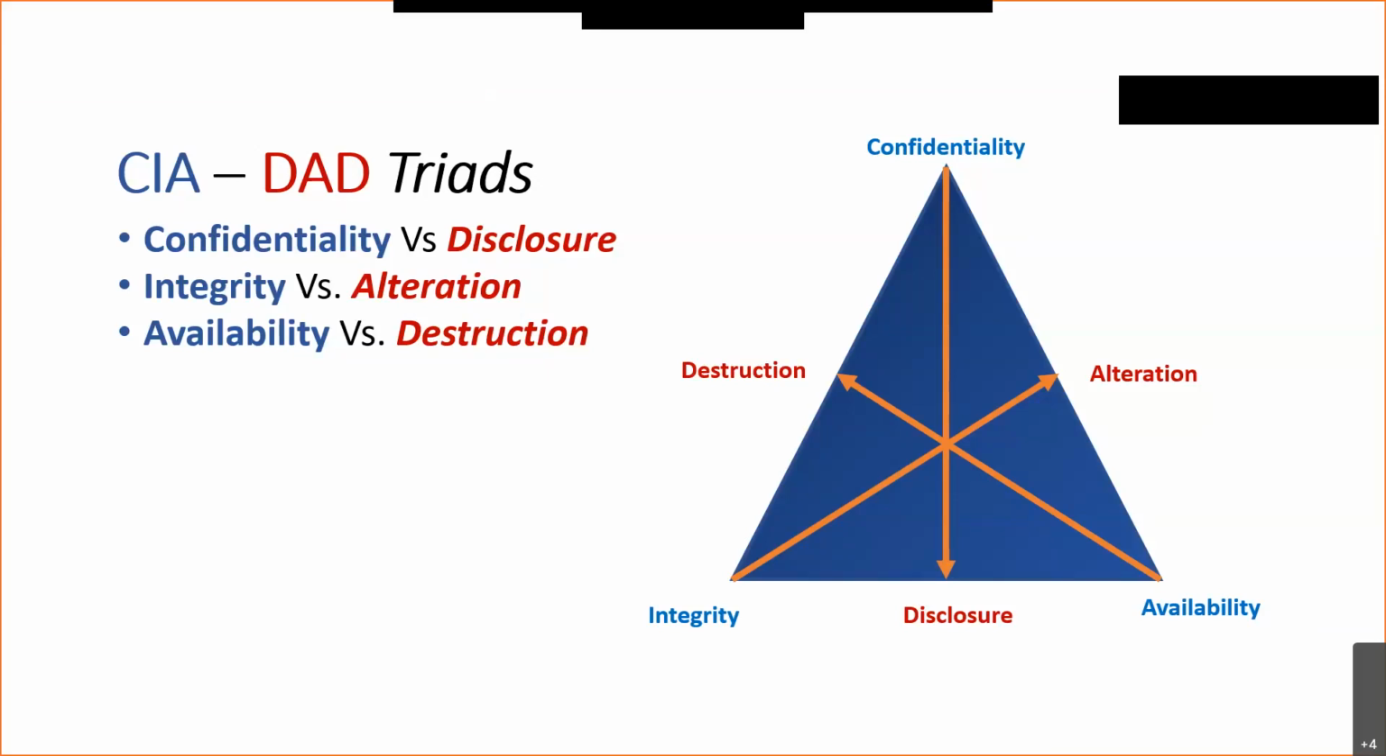So confidentiality and disclosure, integrity versus alteration, availability versus destruction, we need to consider for the CIA and DAD triads. CIA: confidentiality, integrity, and availability. DAD: disclosure, alteration, destruction, with respect to CIA.